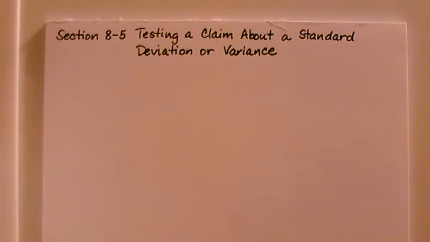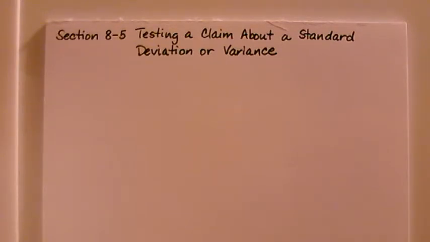Now in this one we're going to be dealing with a standard deviation or variance. We'll look at some of the requirements of testing a claim about a standard deviation or variance, and also we'll look at the test statistic as well. And then we'll look at some of the properties of a chi-square distribution and three examples of testing a claim about a standard deviation or variance.